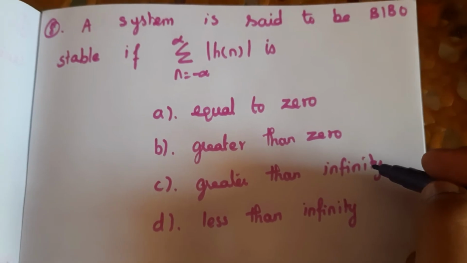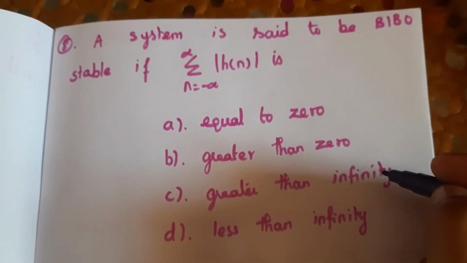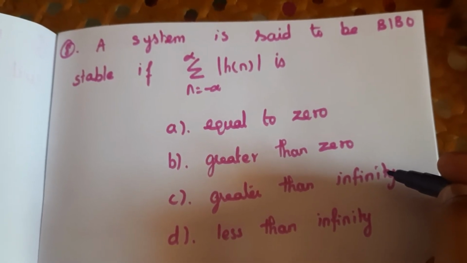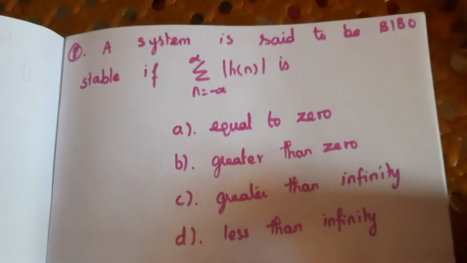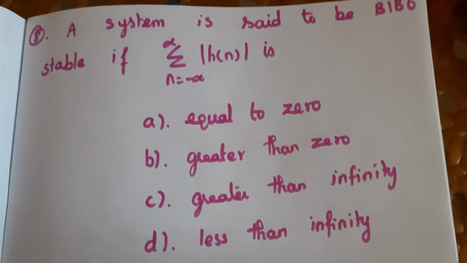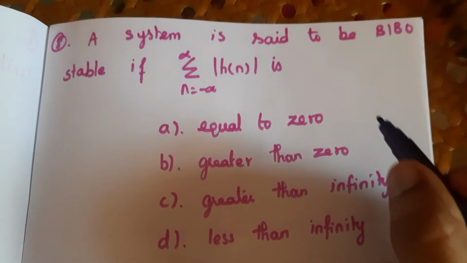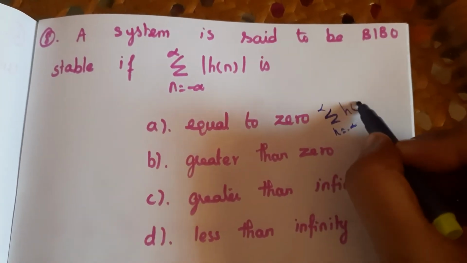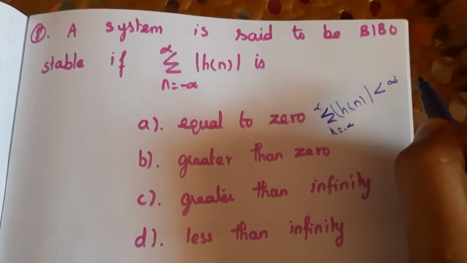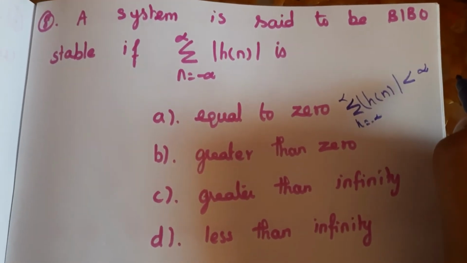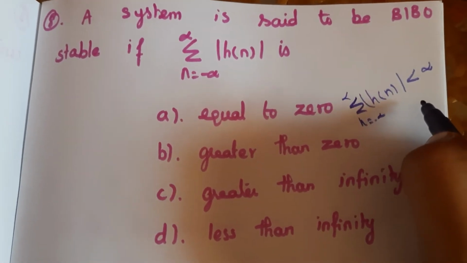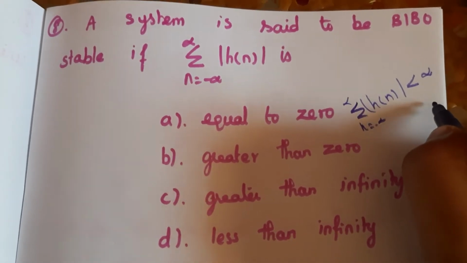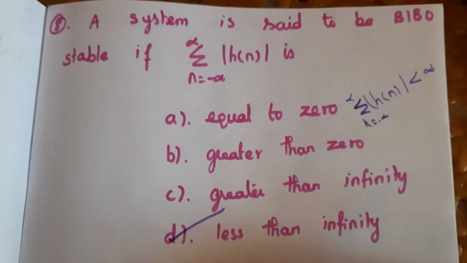Next question, a system is said to be BIBO stable, that is bounded input bounded output stable, if summation n equals minus infinity to infinity h of n is. And for the condition for stability, the summation n equals minus infinity to infinity h of n must be less than infinity, that is absolutely summable. In this case the system is said to be BIBO stable. So here the answer is less than infinity. D is the answer.